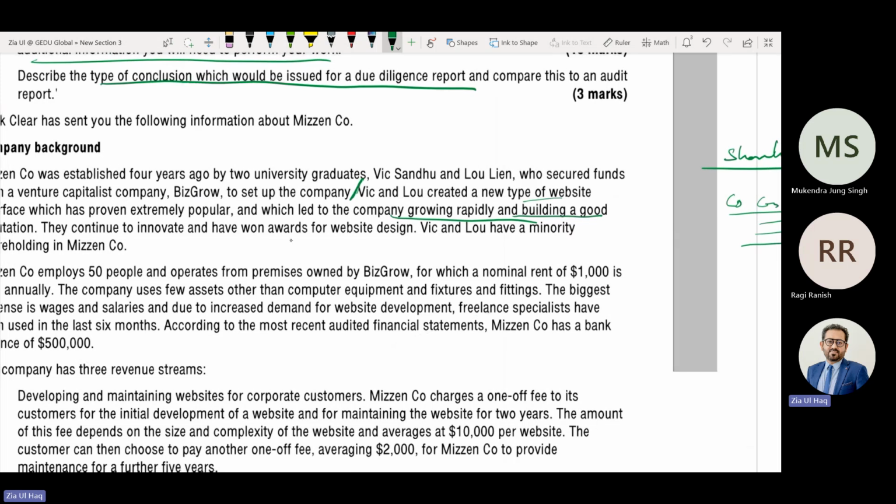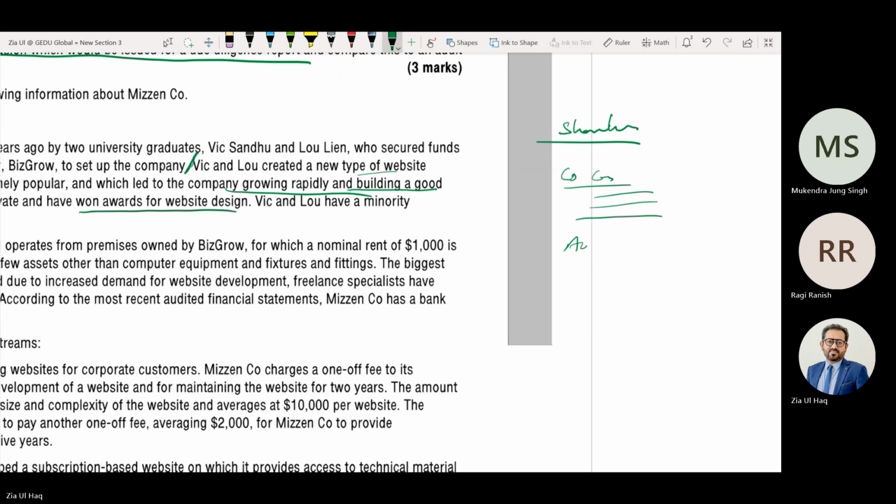And they have won award for website design. So put the heading award. So we need to get the detail about the award, the body who awarded to the company based on the website design, because this could also reflect the bid price based on the repute. So document will be certificate from awarding body, as well as a press release. Press release will explain the nature of the award, from where they got this award.